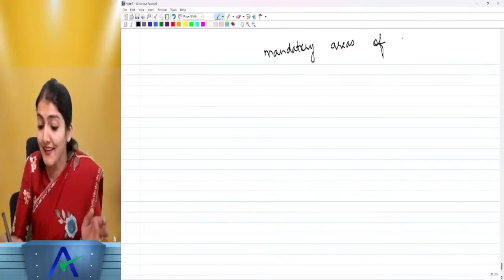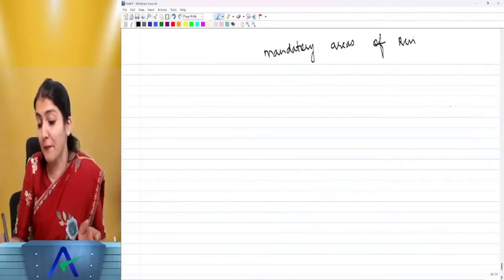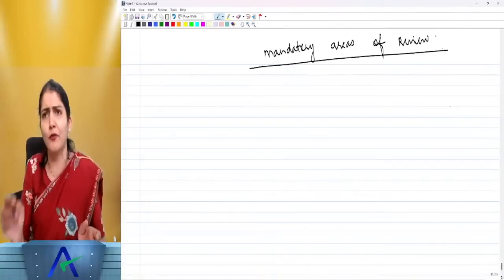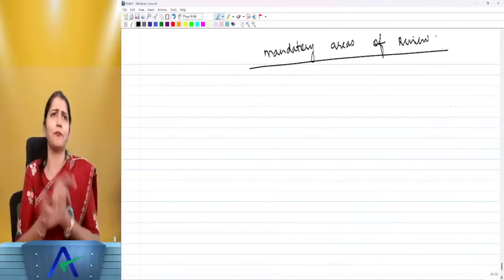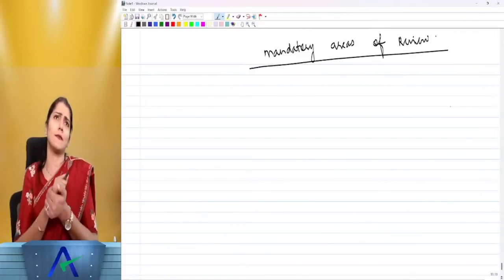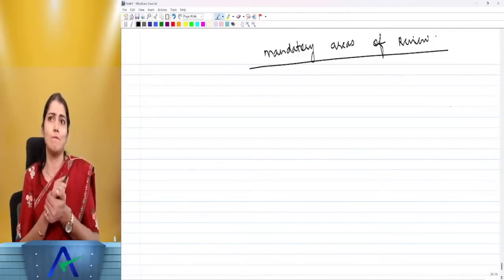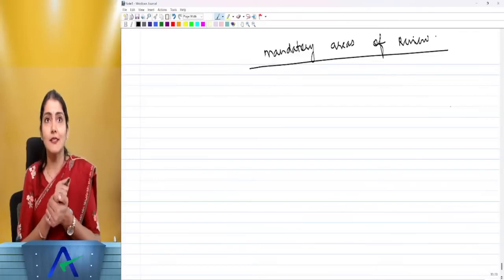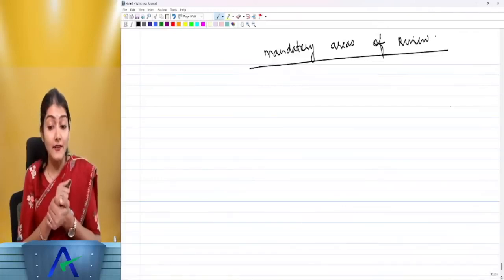Okay. Yes, mandatory areas of review by the audit committee. Mandatory areas of review. Okay, audit committee. You have to mandatorily review these areas. Yes? What mandatory areas of review are there?